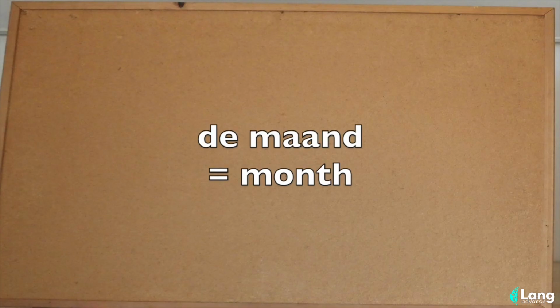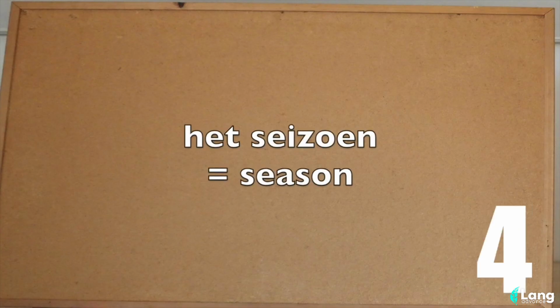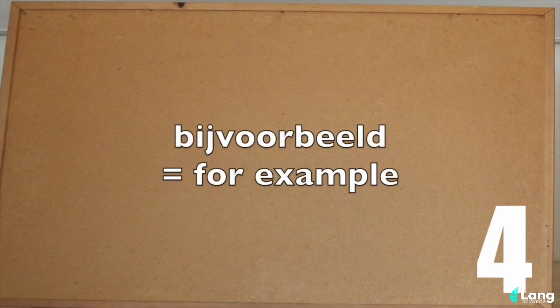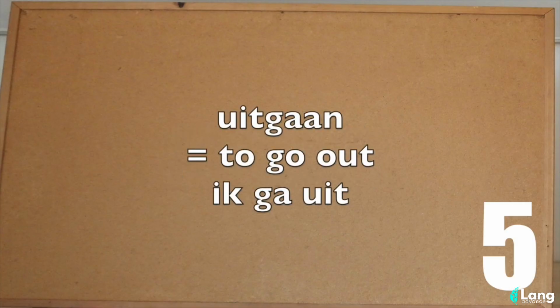De maand, that's a month. Het seizoen, that's a season. Bijvoorbeeld, that's for example, you recognize there, voorbeeld. Uitgaan, that's to go out, it splits up, so it's ik ga uit.